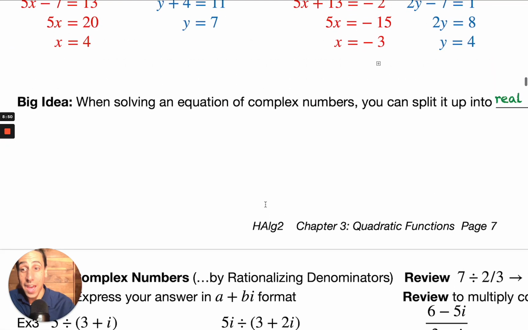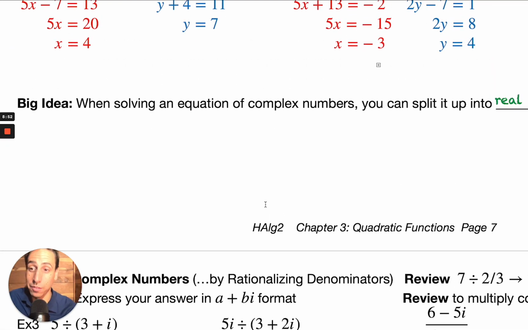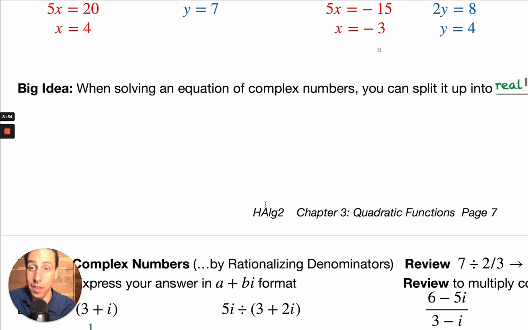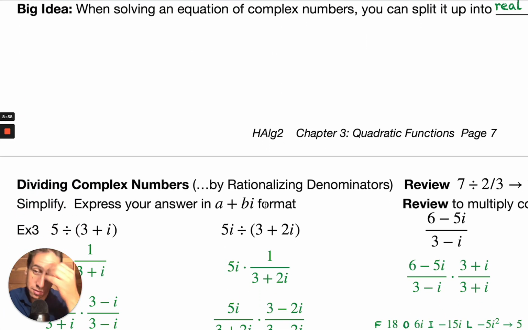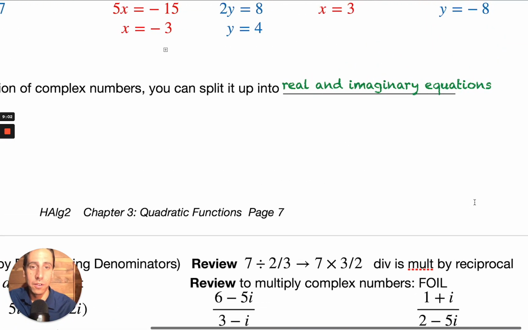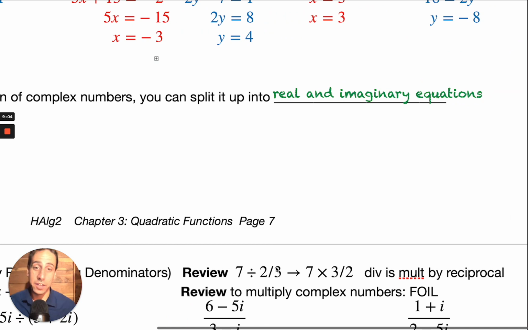Dividing. Okay, so we've added complex numbers, we've subtracted, we've multiplied, and now we're going to divide. And the way we're going to do that is by rationalizing the denominators. So let's review a little bit. A couple of things to know is that when you divide by a fraction, it's the same thing as multiplying by the reciprocal. That's going to come in handy. So basically, the short version is that we're going to change division into multiplication by taking the reciprocal.